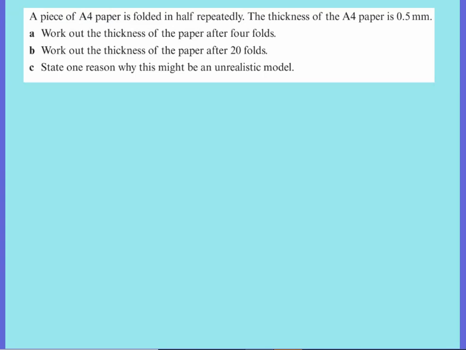So a piece of A4 paper is folded in half repeatedly, and we're starting off with 0.5. So this is at the start, okay? A4 paper is 0.5 millimeters. So if we fold it one fold, well now it's going to double, isn't it? It's going to be 1 millimeter. And then we're going to double it again. So if we double 1, we get 2, and that's after 2 folds. So 3 folds is going to be 4, 4 folds, and I've just realised I've answered the first question.